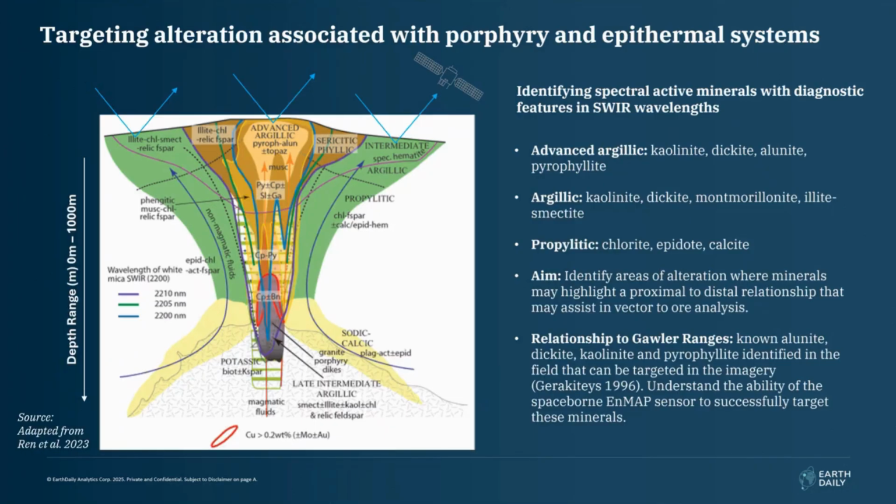A little bit of background, probably don't need to explain this too much in this room, but we're looking at trying to identify alteration styles as part of a porphyry and epithermal system here. Typically in the shortwave infrared, you can see a number of different minerals that we can target in those alteration zones. If we go back to looking at the geology that was mentioned earlier, the kaolinites, dickites, alunites, pyrophyllites, they're all things that have been noted in the field to have been observed here.